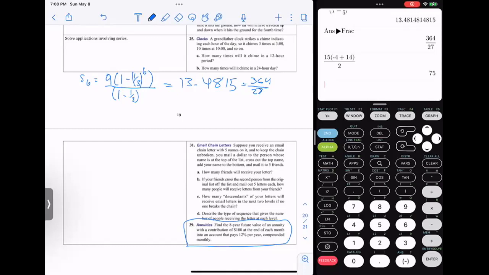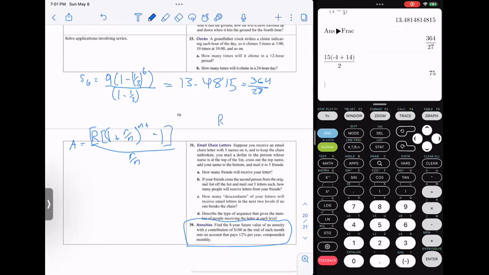So, there it is. We have the formula for this. Like I said, it'll be on your formula sheet, but you'll have to identify what it is. It's R times (1 plus r over n) to the nt, minus 1, over r over n, where R is how much we're putting in.